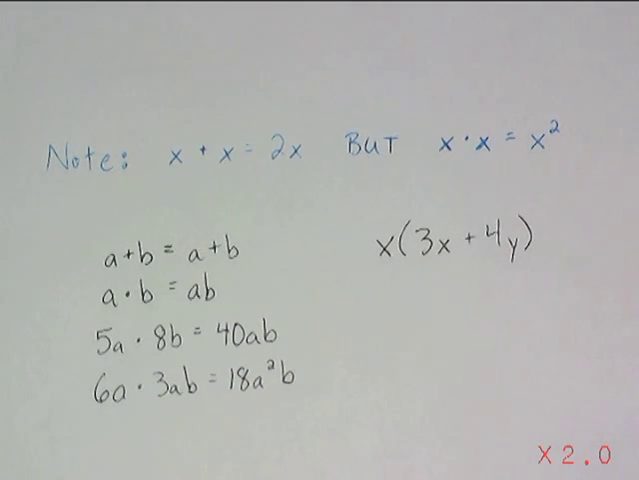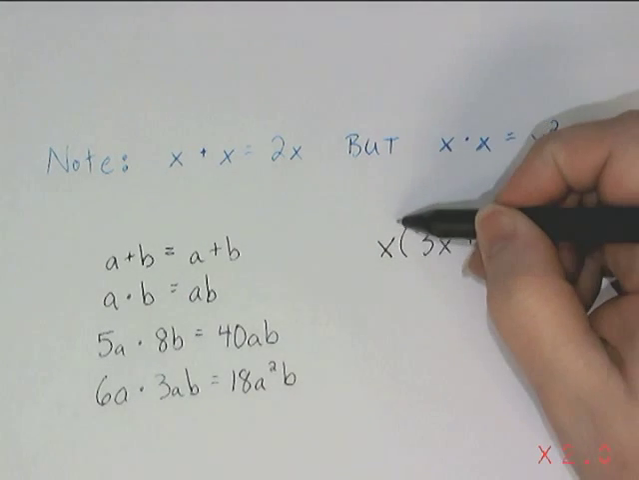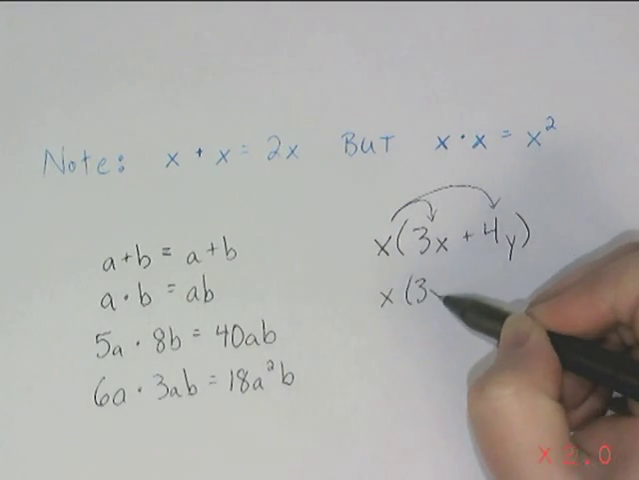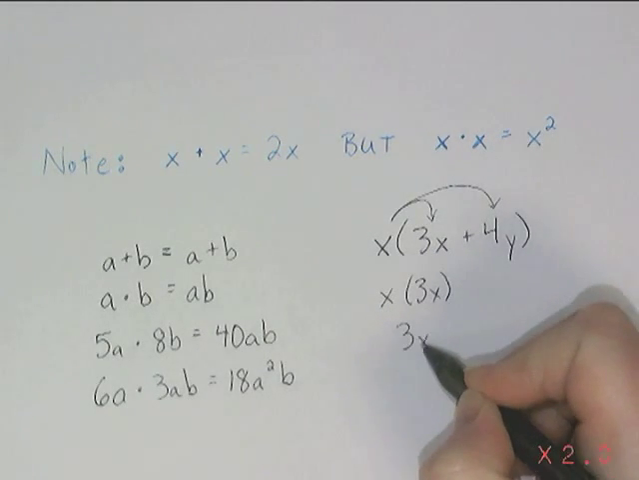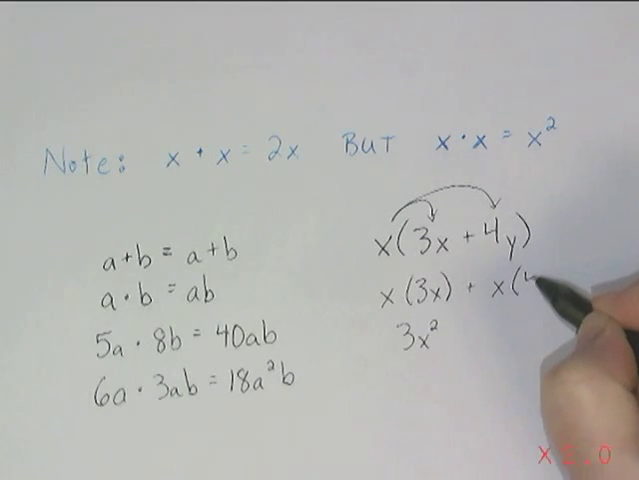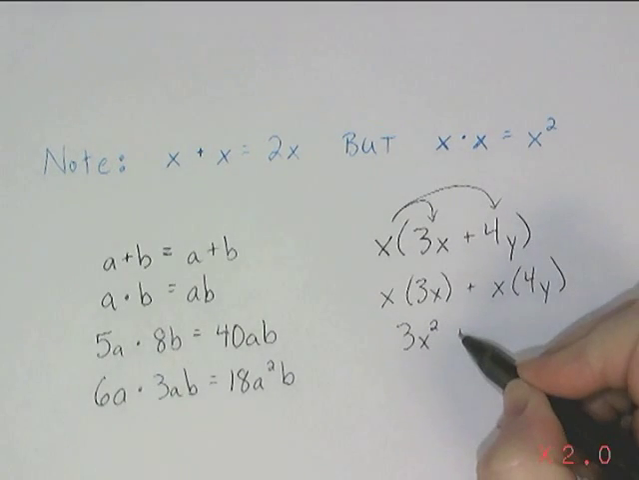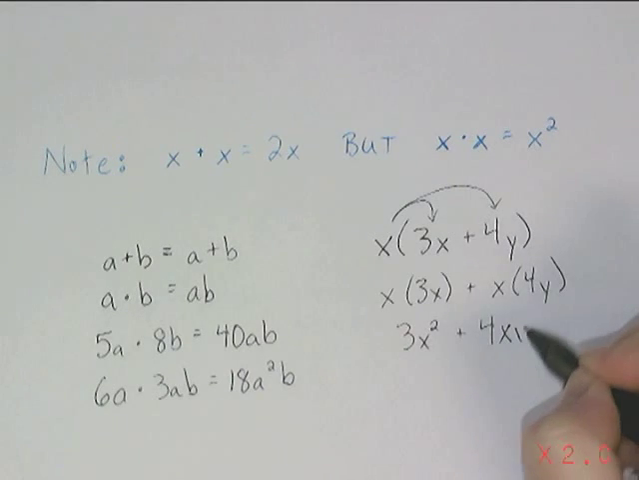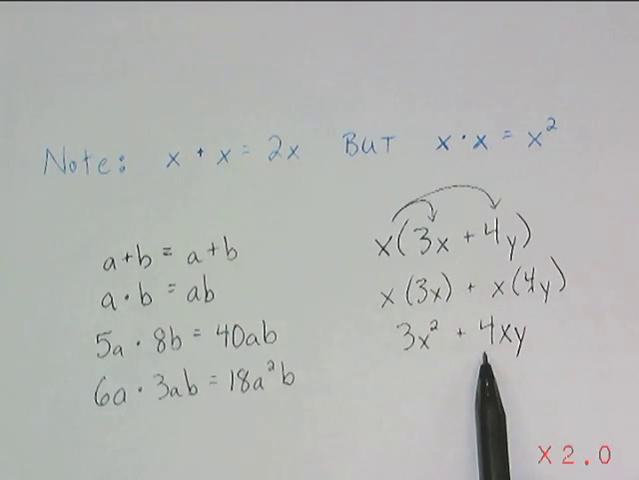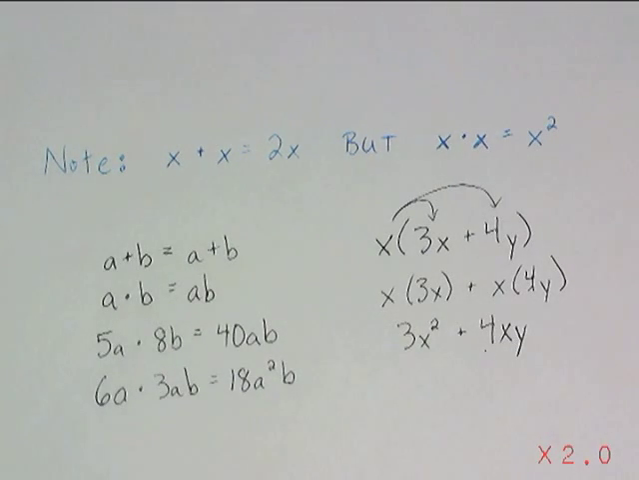If I were to distribute in this case, x multiplied by 3x gives me 3x squared. X multiplied by 4y gives me 4xy. All I can do is make sure my coefficient is still at the front and write my variables side by side to show the multiplication.